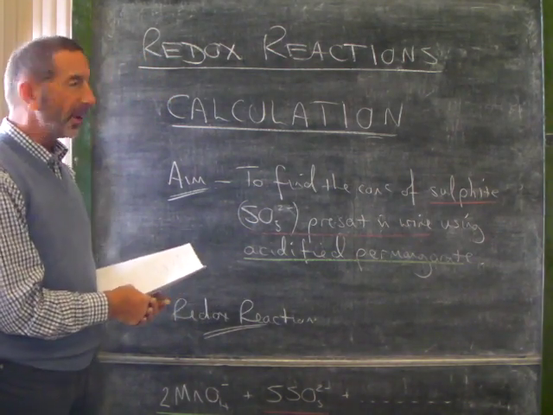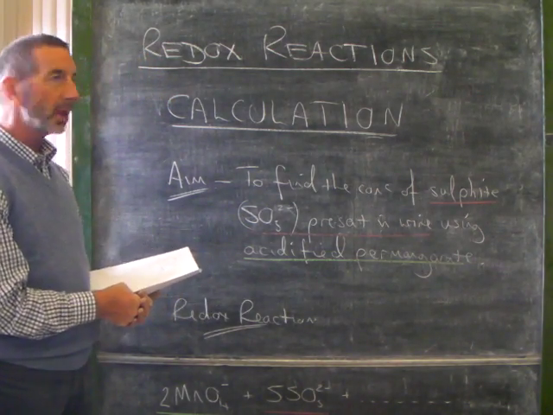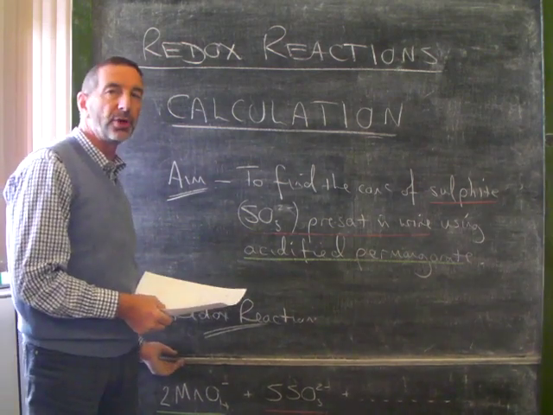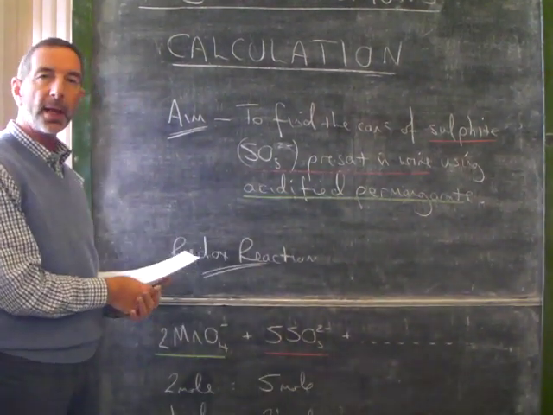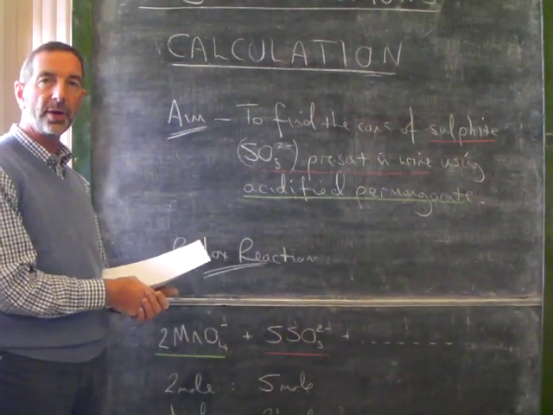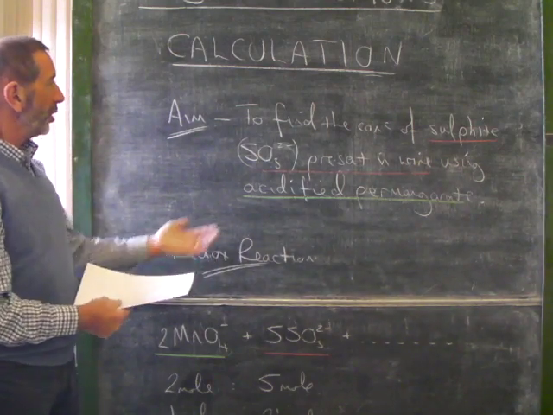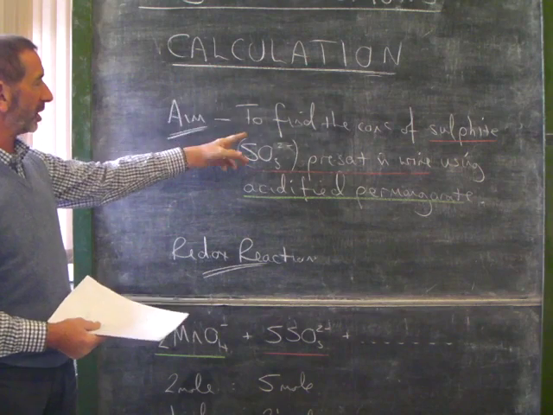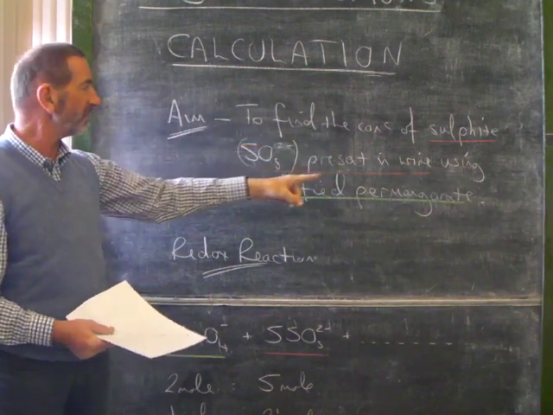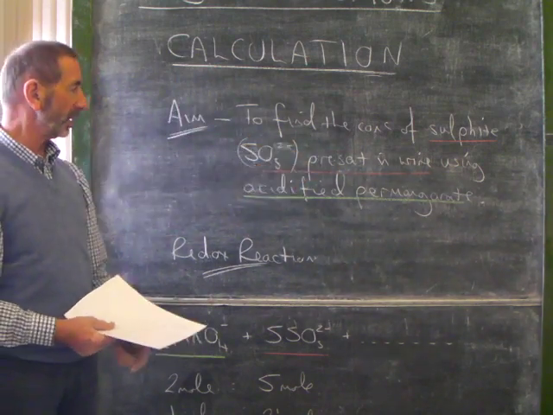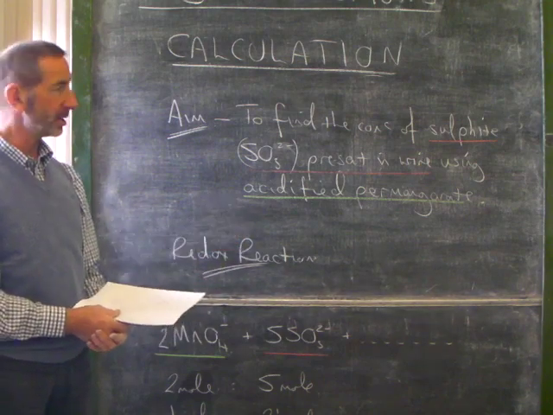Redox reactions, but this time a calculation. You see, redox reactions can actually be put to good use. You can use them to analyse all sorts of things: metals in coins, chlorine in bleach, you name it. Here's one. You can use redox chemistry to find the concentration of sulfite present in wine using acidified permanganate.